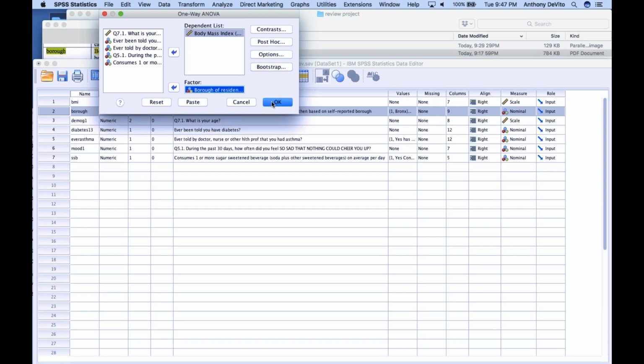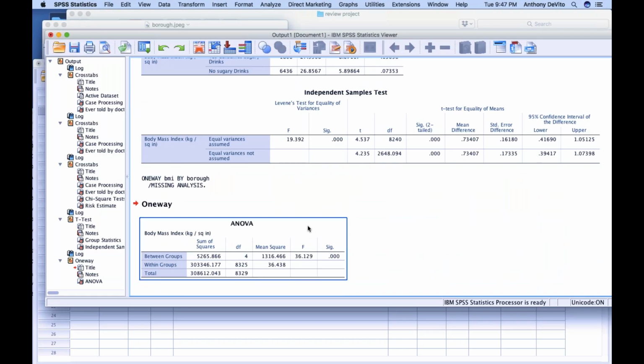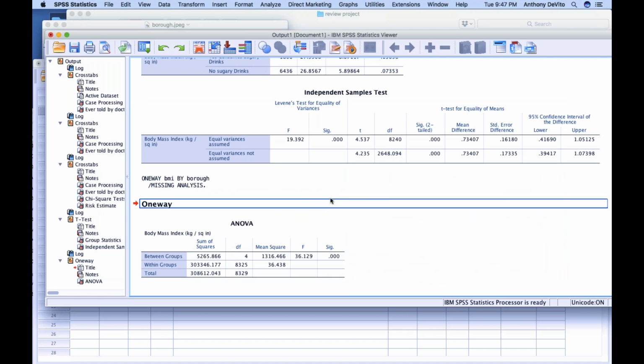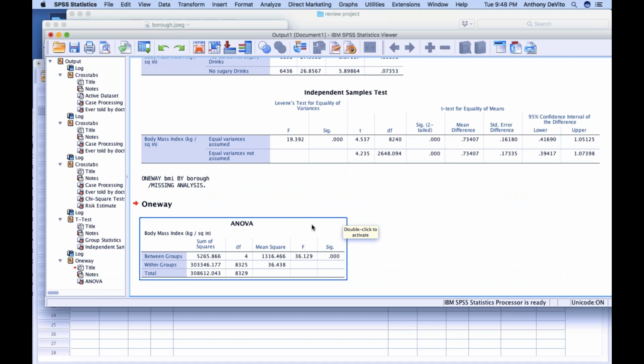Okay, so I'm going to go ahead and do this analysis. Click OK. And here's our analysis of variance. So our null hypothesis is that there's no difference between the means. Our alternative hypothesis is there is a difference between the means. Well, let's take a look. Our F value, our analysis of variance statistic, comes out to be 36. That's a big number, right? And our significance, our probability of being wrong if we reject the null hypothesis, is less than 0.05. So this is 0.000. So we reject the null hypothesis. There is a difference between the means of the different boroughs.